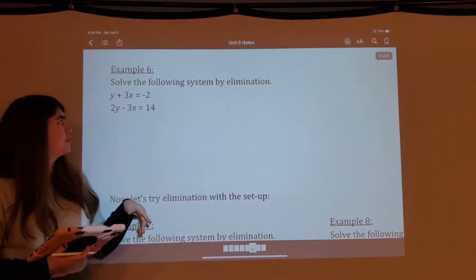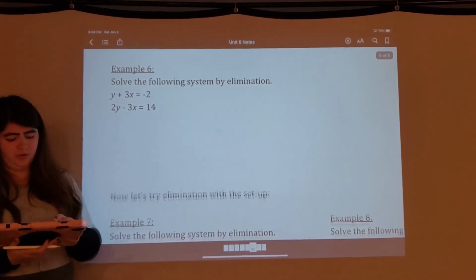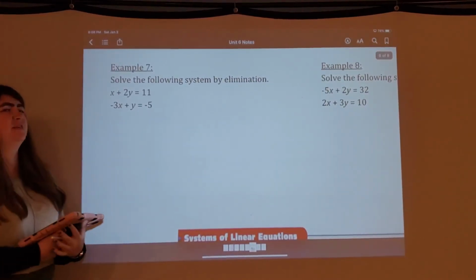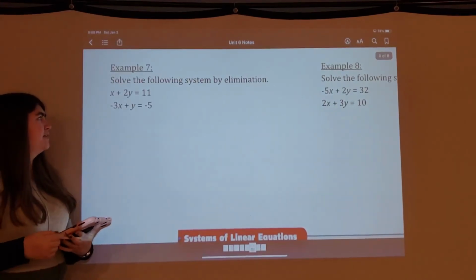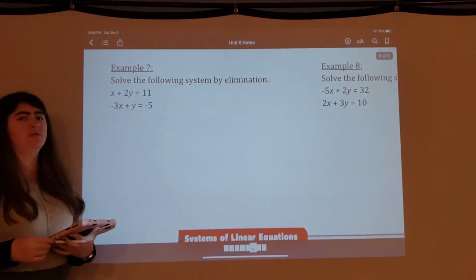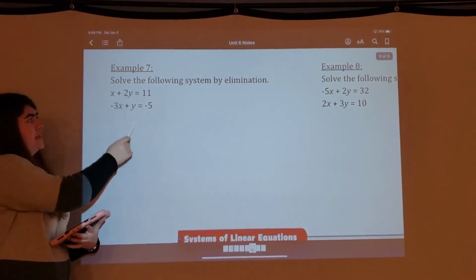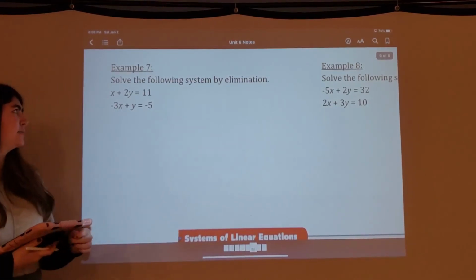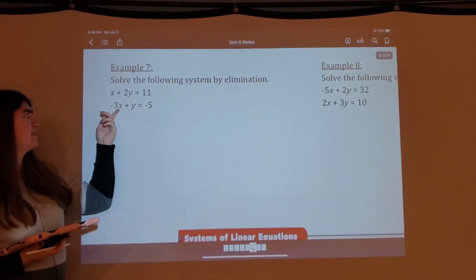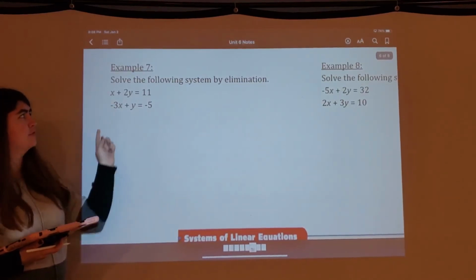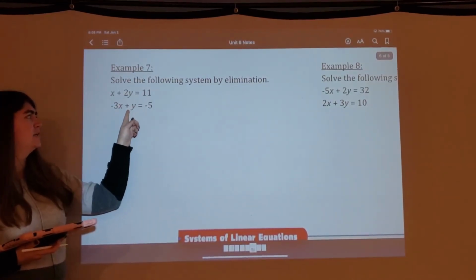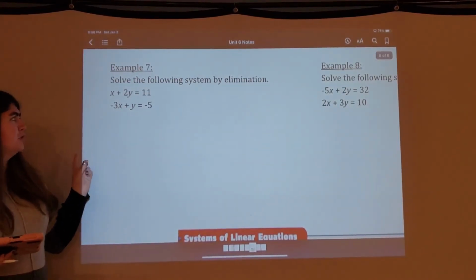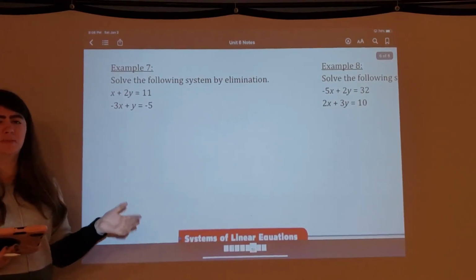Okay, on this page, we're actually going to go ahead and skip this first example, and we're going to look at a couple where you have to do some setup. So this example here, we have x plus 2y is equal to 11, and negative 3x plus y is equal to negative 5. I'm noticing that these things are already vertically aligned, so I don't have to rearrange the equation, but I am noticing that negative 3x and positive 1x, those don't cancel out, and 2y and positive 1y, those don't cancel out either. So I have to multiply one of these equations by something to make it cancel out.